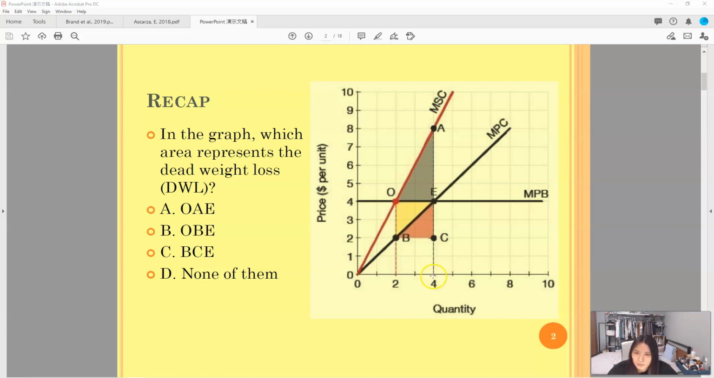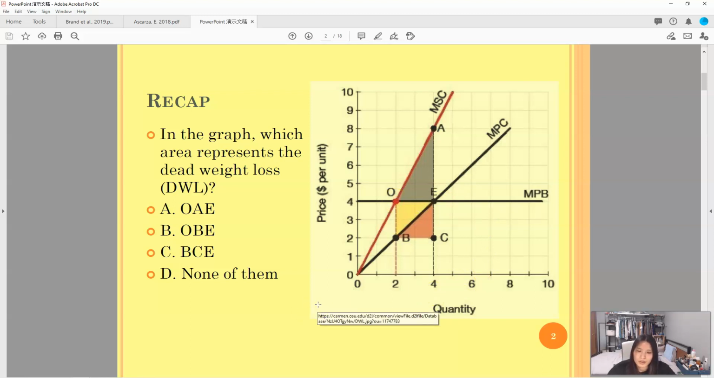Then we need to connect the market optimal point and the market equilibrium quantity. We need to connect these 2 points and then extend this line to the marginal social costs, until it reaches point A. The triangle enclosed by those 3 points, A, the market equilibrium E, and O, the social equilibrium, triangle OAE, is the deadweight loss.